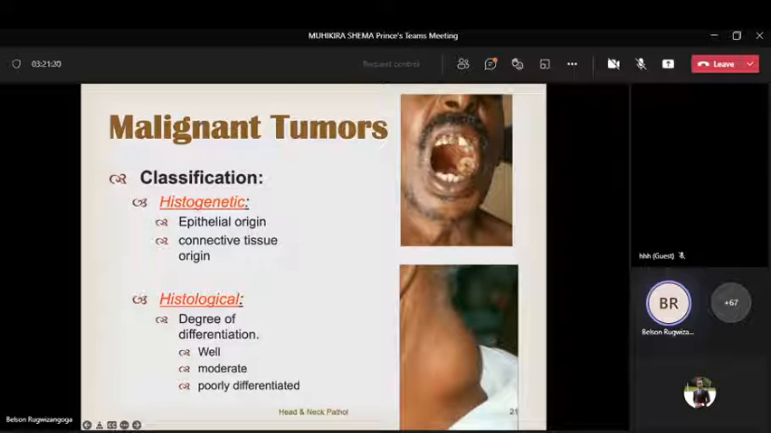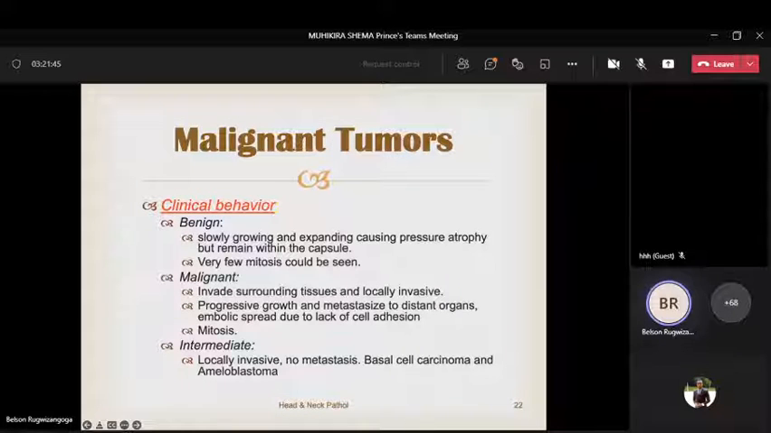So this person has a problem inside here, a tumor. This one has a tumor on the neck, on the outside aspect of the neck. As for behavior, benign tumors, as you know, grow very slowly, while the malignant ones grow progressively, sometimes quickly. They invade the surrounding tissues, and they are associated with a high mitosis rate. There are intermediate tumors, which show features of benign and malignant tumors at the same time.